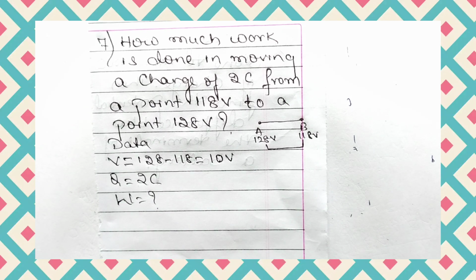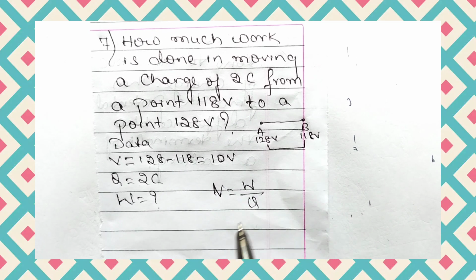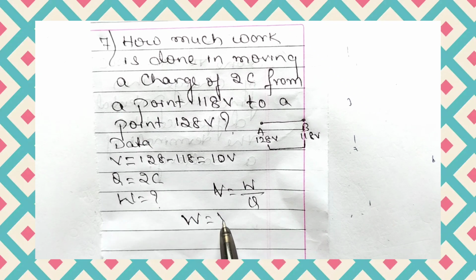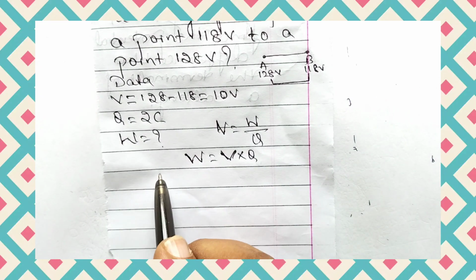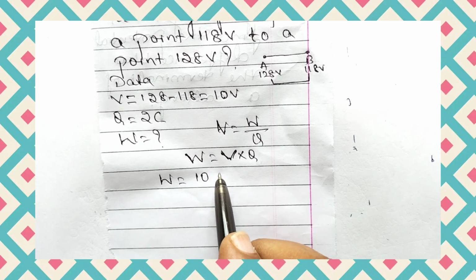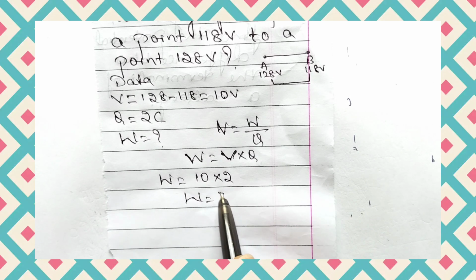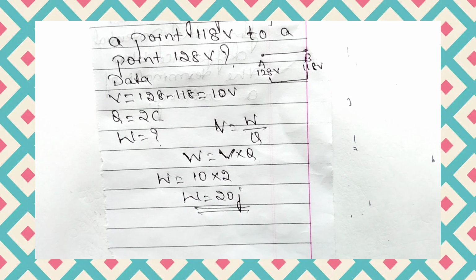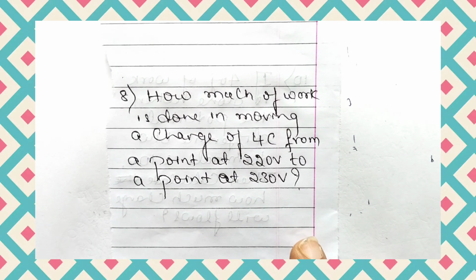So W is equal to question mark. So what is the formula? So V is equal to W by Q, or W is equal to V into Q. So W, work done, is equal to V, that is 10, into charge, which is 2. So work done is equal to 10 twos are 20 joules. So 20 joules of work is done in moving a charge of 2 coulombs when the potential difference between the terminals is 10 volts. Now let us move to question number 8.